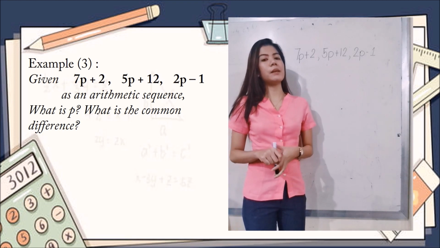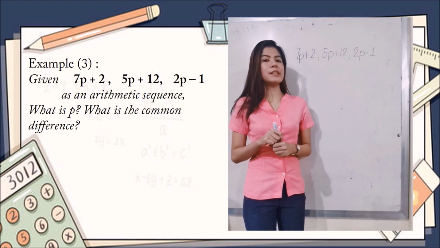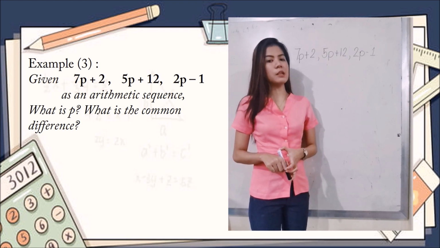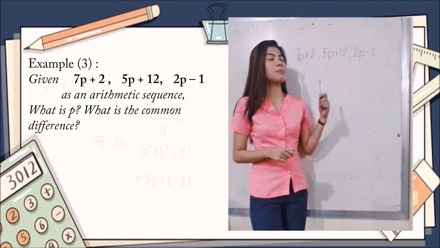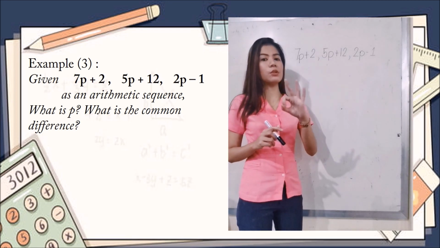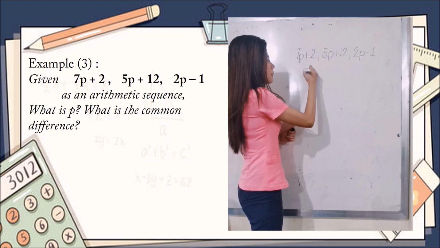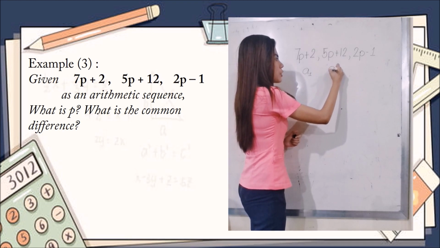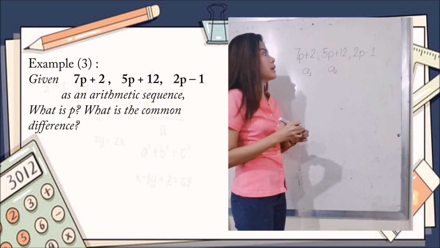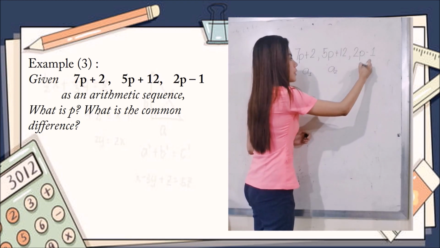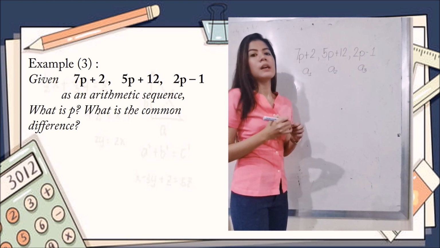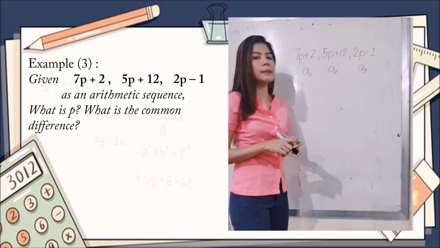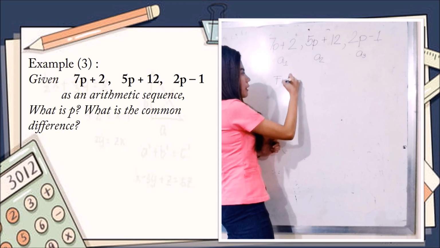Paano natin mahahanap ang value ng p at ang common difference sa arithmetic sequence na ito kung saan ito ay binubuo ng mga algebraic expressions? Kung mapapansin natin sa arithmetic sequence na ito ay binubuo ng tatlong terms. So we have the first term denoted as a sub 1, 7p plus 2. Second term denoted as a sub 2, we have 5p plus 12. And the third term or the last term is denoted as a sub 3, which is 2p minus 1. Paano natin hahanapin ang value ng p?